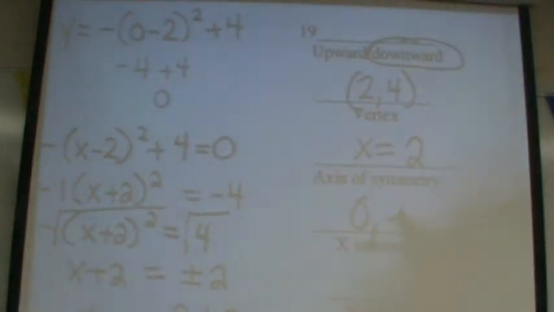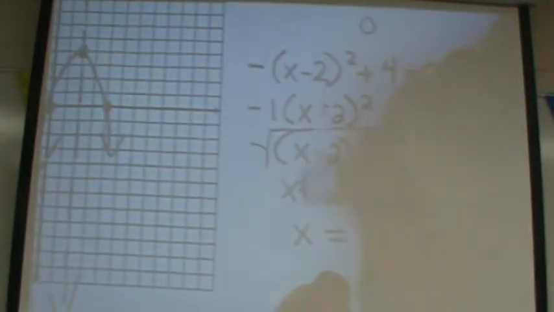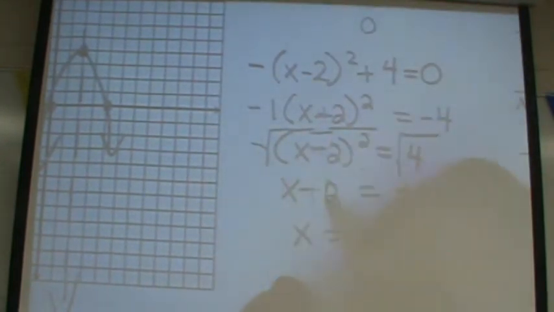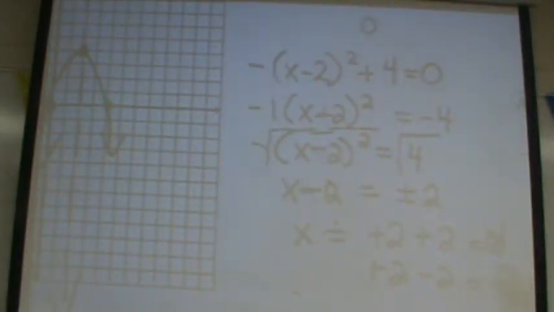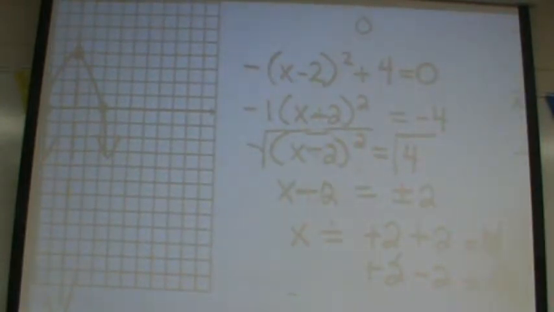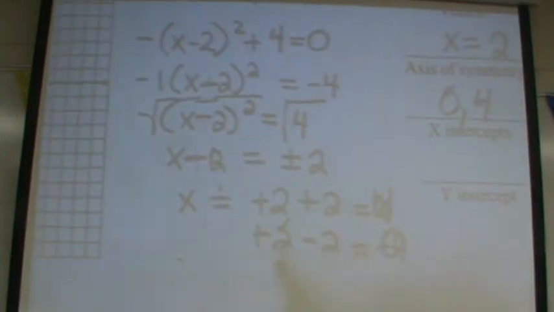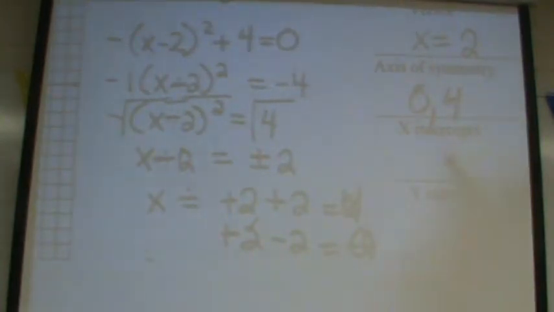So 0, negative, 0, 0, negative 2 plus 2 is 0, and negative 2 minus 2 is negative 4. Oh, because this is a minus 2. I'm sorry, my mistake. Somehow I lost a negative. These are minuses, that's why. So I should have added 2. So it should have been 4 right there and 0. 4, 0. This is a minus 2. And your y-intercept is 0, 0.